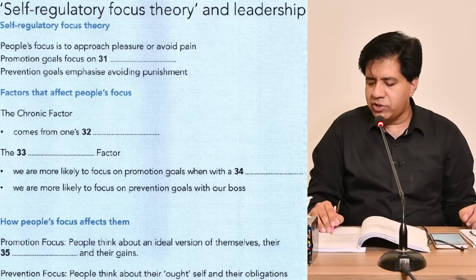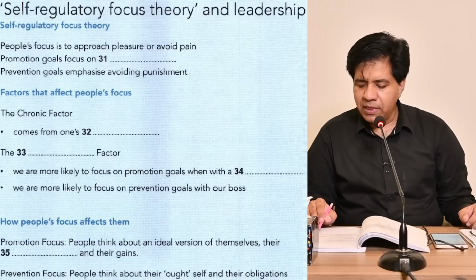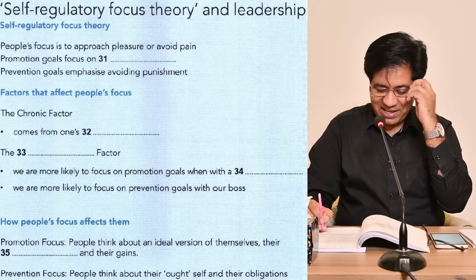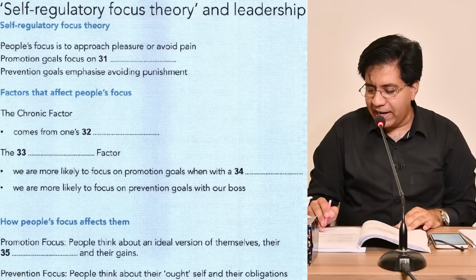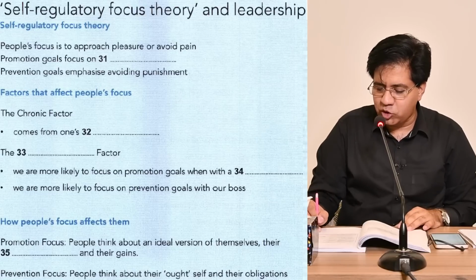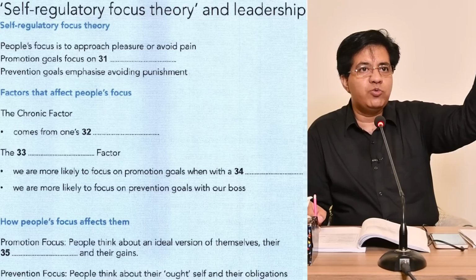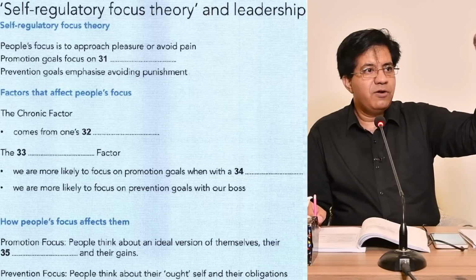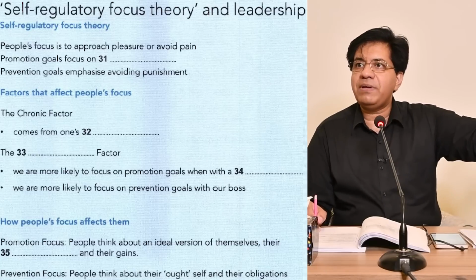People think about an ideal version of themselves. Promotion factor. People think about an ideal version of themselves, comma. Now listen. In IELTS listening part 4, whenever they use a comma, it means they will speak 3 words. One of those words will be the answer. And the arrangement of the words can be in any order.